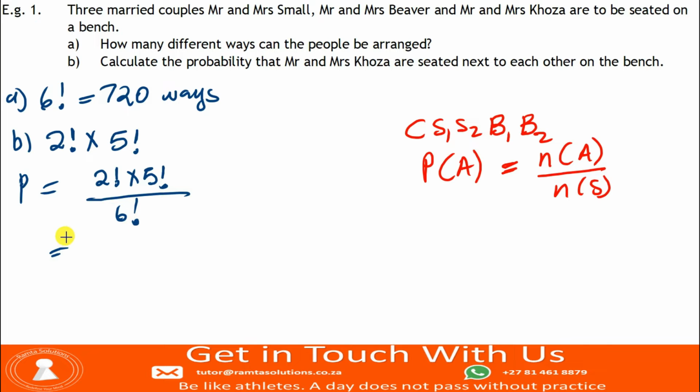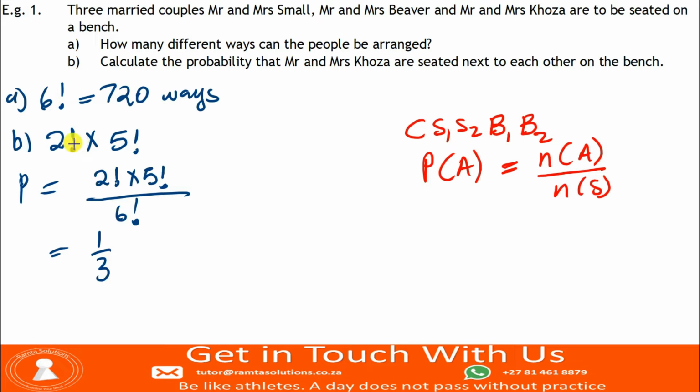Now what is our answer? Our answer is simply 2 factorial multiplied by 5 factorial all over 6 factorial, which is simply 1 over 3. So the probability that Mr. and Mrs. Koza will sit next to each other is 1 over 3. Okay. I hope you guys understand this.